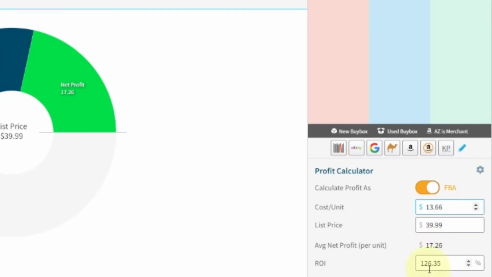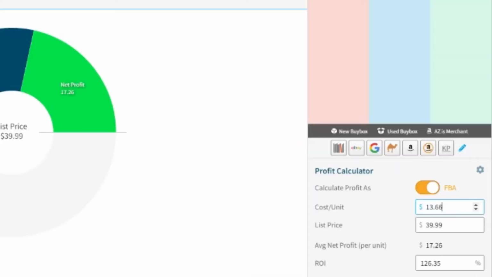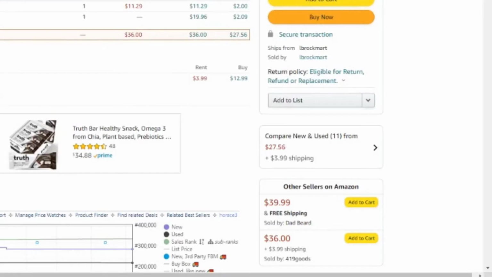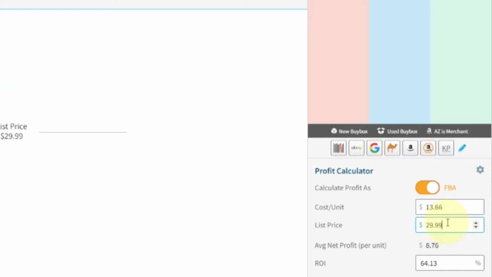Now, here's another thing to think about, guys. This is where your experience comes into play. If you have 126% return on investment that you're playing with, I'm happy with 20% return on investment. I'm okay with that. I got room. Maybe this product would sell better at a lower price. For example, what if I was willing to sell it for $29.99? Can I make any money?